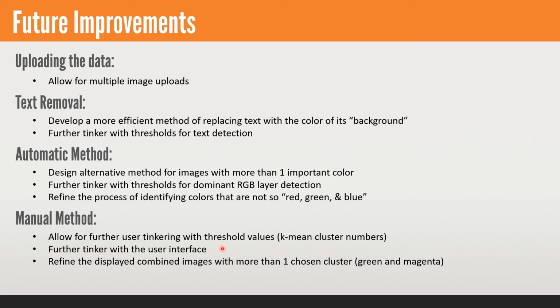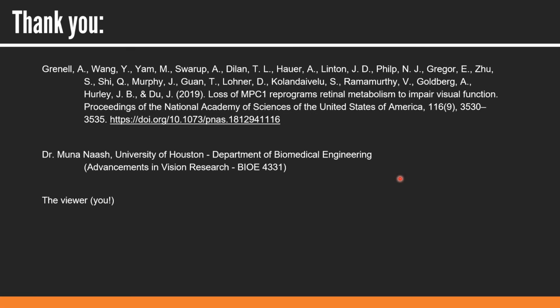Further tinker around with the user interface, that could always be an improvement. And then lastly, this is more of a cosmetic thing. When it displayed those figures that were green and magenta, maybe have it display either the original figure or the binarized true or false black and white figures. It didn't impact the actual calculations themselves, but it would make more sense for the user who didn't expect or maybe got confused as to why those colors showed up, even though it didn't have much of an effect on anything. So that's about it for this presentation.